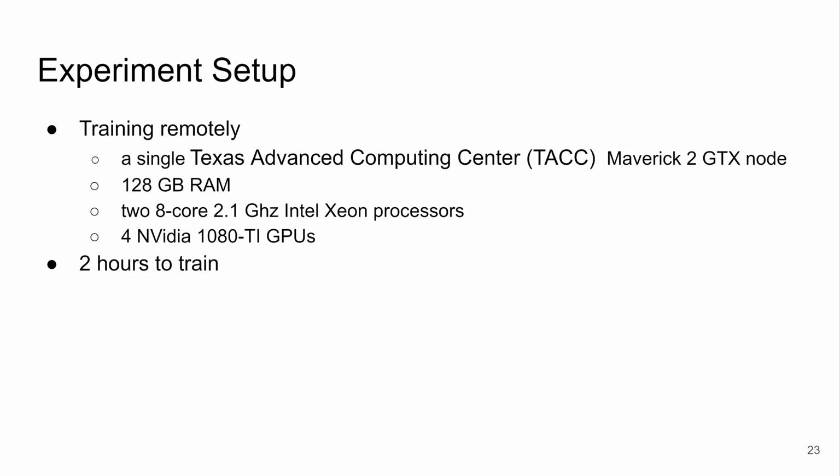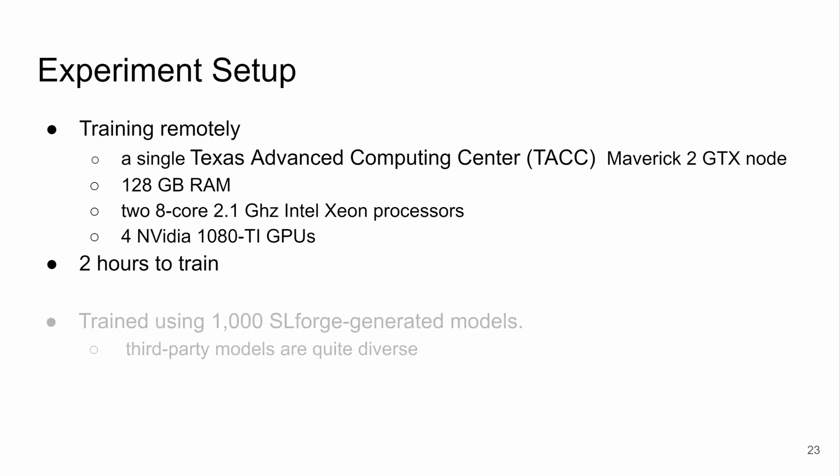Coming to the experimental setup, we use TACC, which provides high-performance computers. We trained the deep learning model on a single TACC Maverick 2 GTX node with the following resources. In TACC, it took about 2 hours to train. And for our training data, we use 1000 SLforge generated models, because in this preliminary evaluation, we can basically control the size as well as properties of the SLforge generated models, while the third-party models are quite diverse and we need to study them for them to work with DeepFuzzSL.